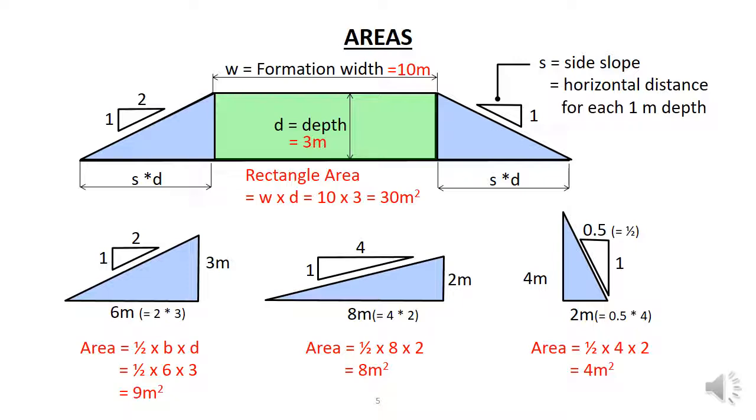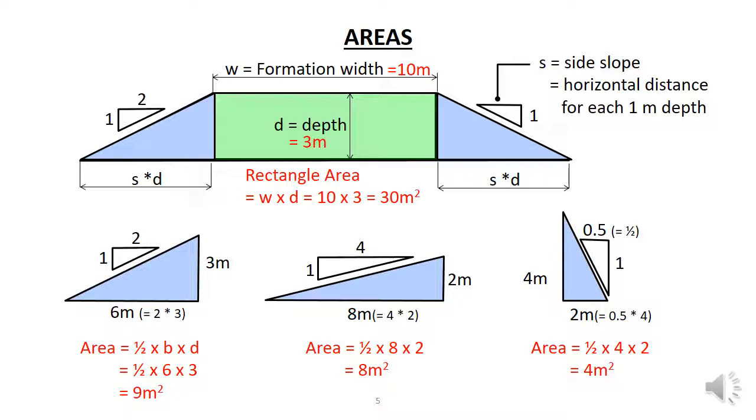So we're assuming that our earthworks just has cuttings and fill embankments and the existing ground is level. That means we end up with a trapezium shape like this. This trapezium can be cut into a rectangle and two triangles as shown here. The rectangle is shown in green. Its area is the width of the earthworks formation multiplied by its depth at that section.